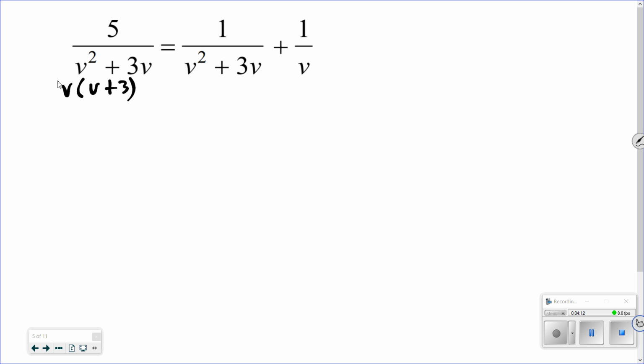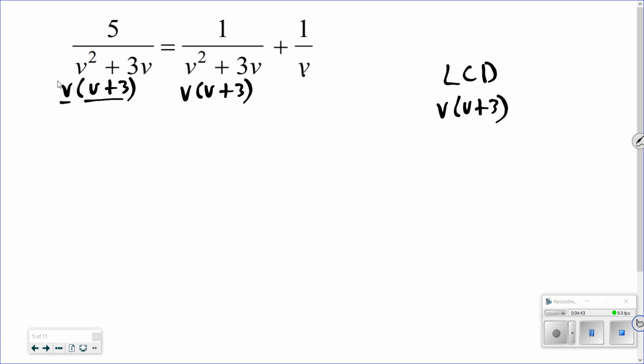This next one's the same, v squared plus 3v. So again, take out a v. And this one just has a single term. It's just v. Okay, when you go to find the LCD, you have to include all the different factors. Remember, v is considered a factor and v plus 3 is considered a factor. Remember, factors are things that are multiplied together, and the v is multiplied by the v plus 3. Okay, so I need to include them both, so I'm going to include the v and the v plus 3. That's what I have to multiply.